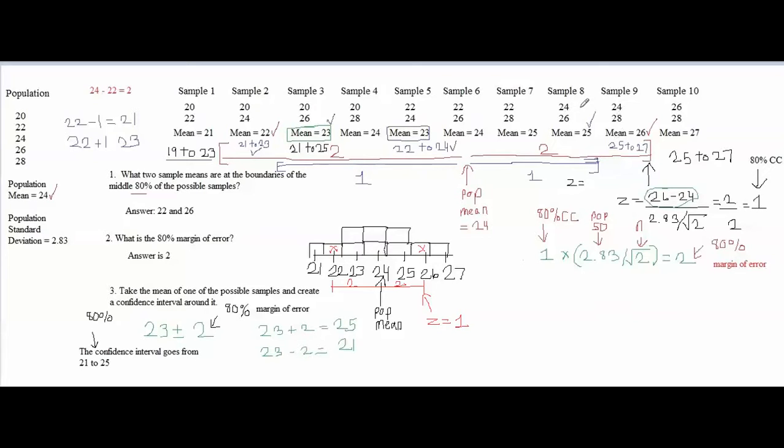This time we just take the mean of sample 8, which is 25. We subtract that by the population mean of 24. On the bottom we'll have the same values that we had down here, because when you find the z-score of a sample, you always have the population standard deviation and the square root of the sample size on the bottom.